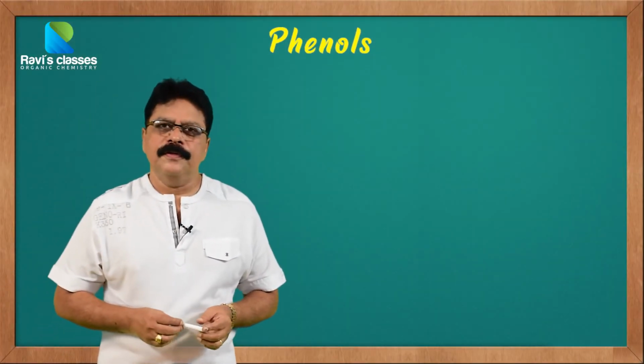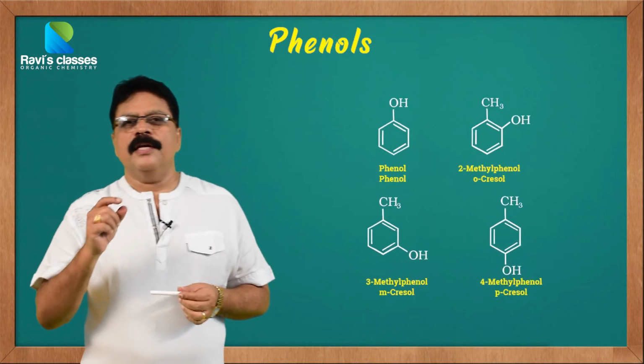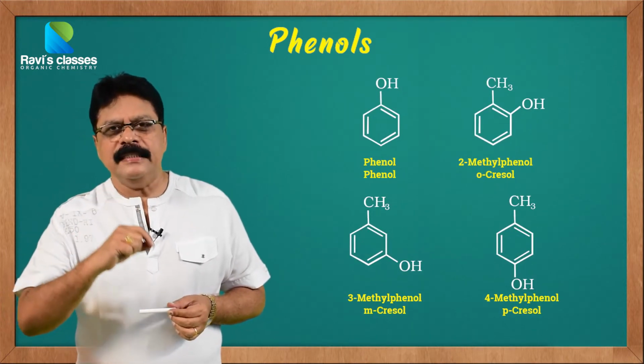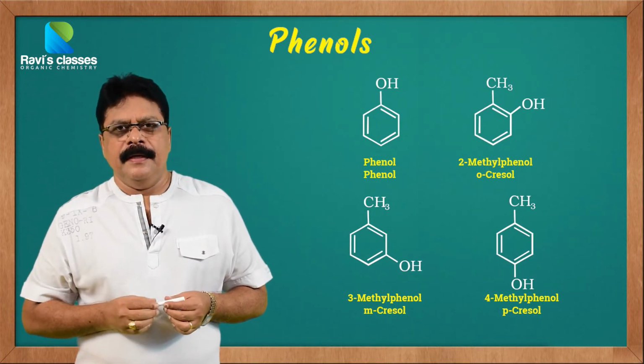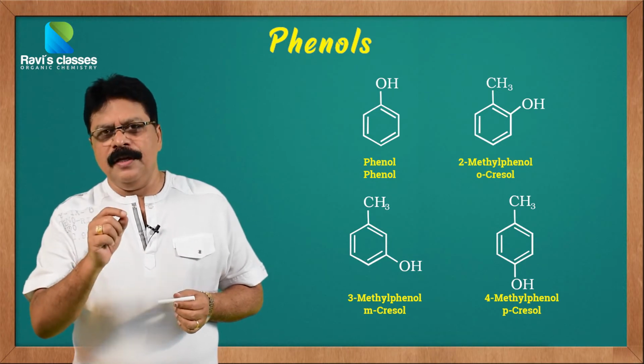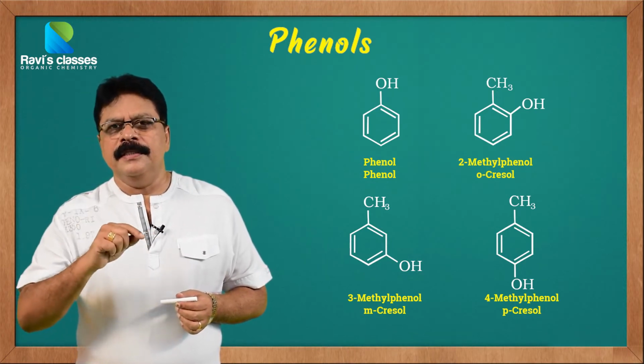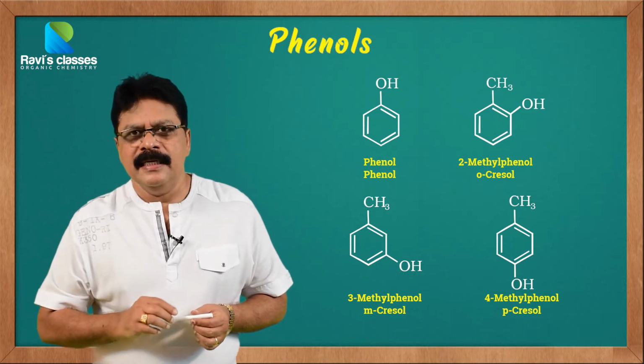We can now talk about phenols. Phenols are organic compounds where the OH group is attached to a benzene ring carbon. As we said earlier, in phenol, the C-O-C bond angle is 109 degrees.